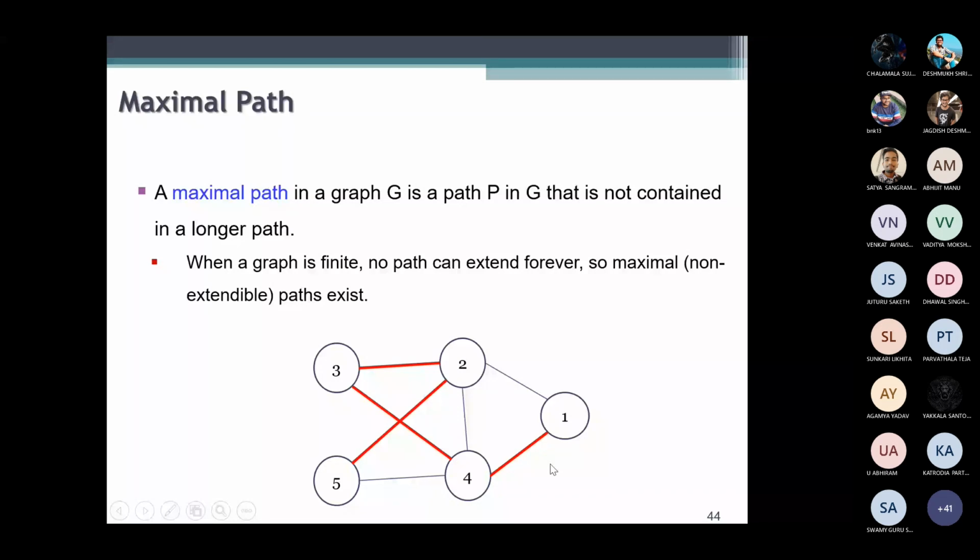So the notion of maximal path is basically a non-extendable path, the path that cannot be extended further. Now, all the graphs that we deal with in our day to day life are called finite graphs. All practical graphs are finite graphs. Since it is a finite graph, a maximal path exists. Okay. Now, you should never think that a maximal path is the longest path. The longest path is always a maximal path. That is true.